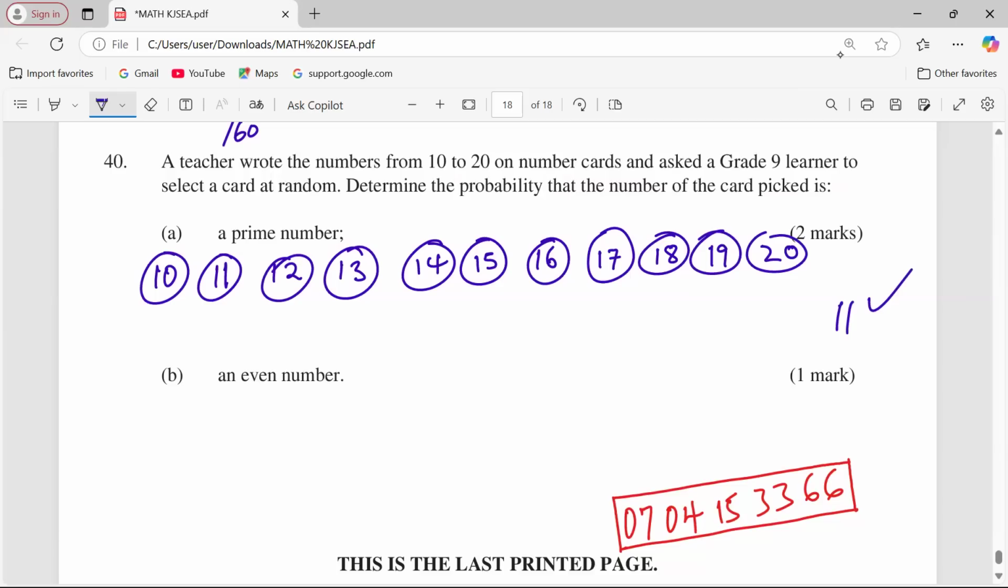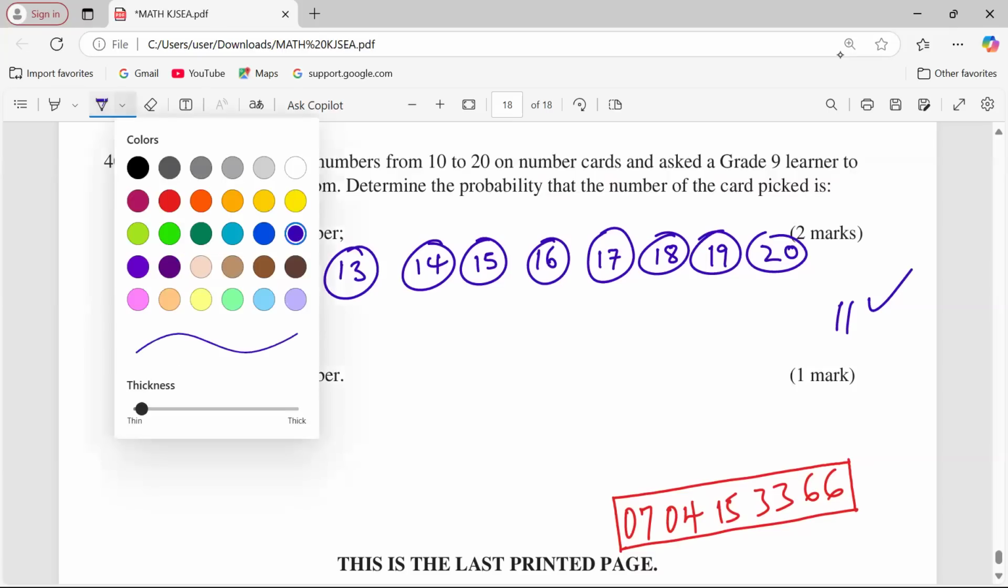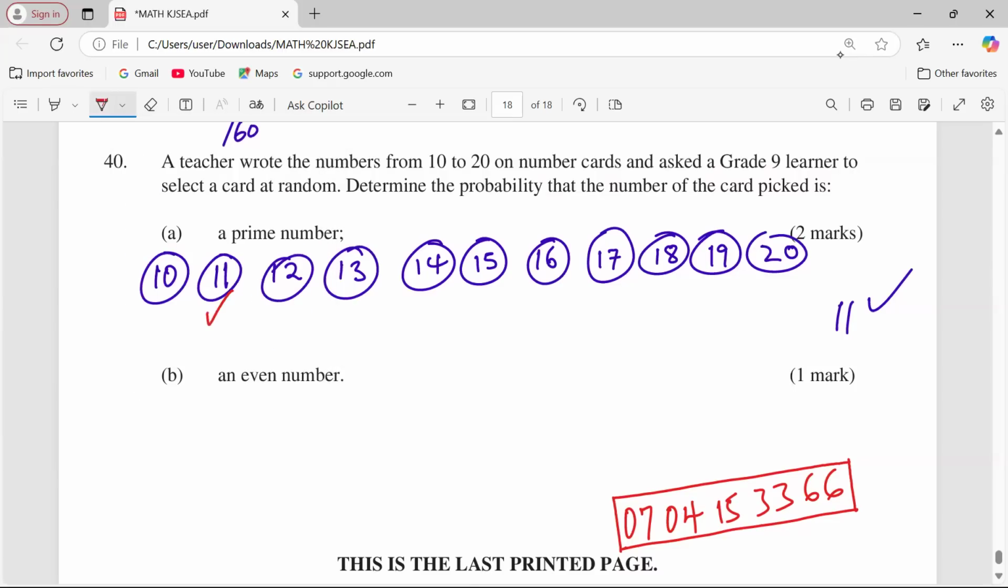So what is going to be the probability for picking a card on which the number written there is a prime number? What are prime numbers first? Learners should understand what prime numbers are. Now, the opposite of prime numbers is what we call composite numbers. Composite numbers are numbers which can be factorized, but a prime number can only be factorized into one and itself. It doesn't have factors inside it. Like 11. 11 is a prime number. 13, prime number. 17, prime number. 19, a prime number. So those are prime numbers.